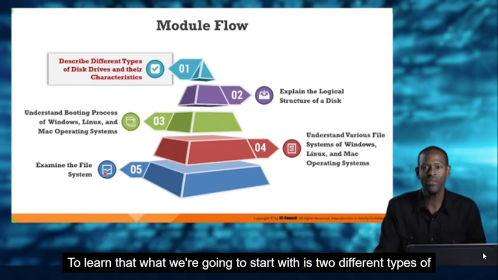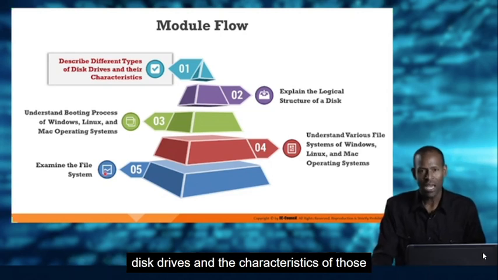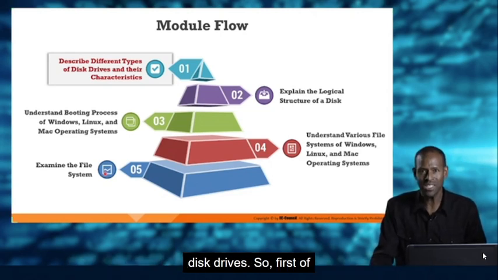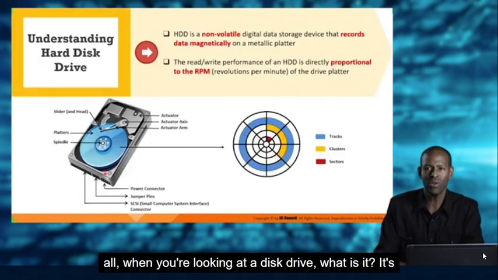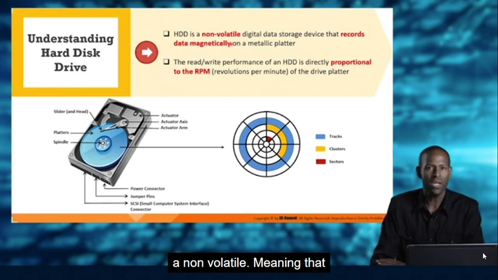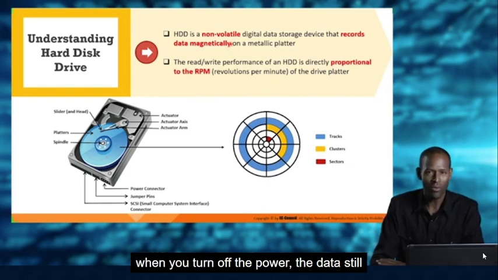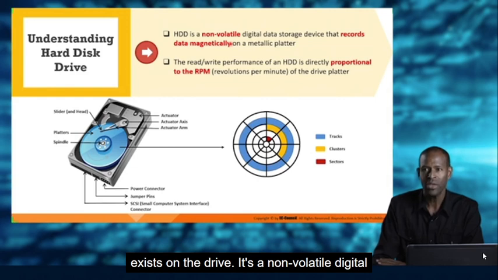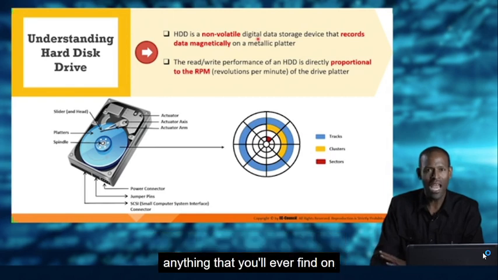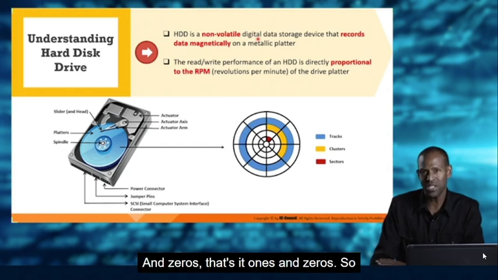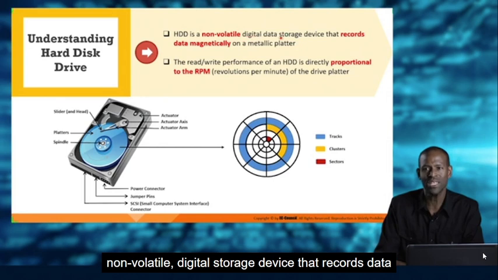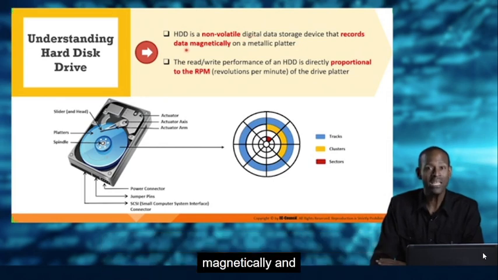What we're going to start with is the different types of disk drives and the characteristics of those disk drives. So first of all, when you're looking at a disk drive, what is it? It's non-volatile, meaning that when you turn off the power, the data still exists on the drive. It's non-volatile digital storage, digital meaning that anything that you'll ever find on a disk drive is ones and zeros. That's it, ones and zeros. So a non-volatile digital storage device that records data magnetically.